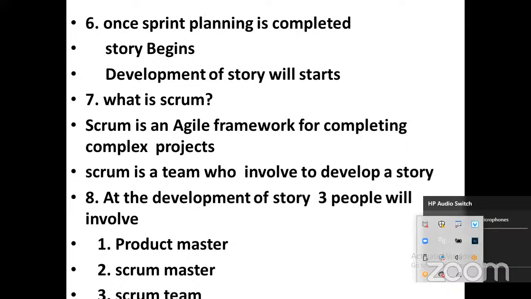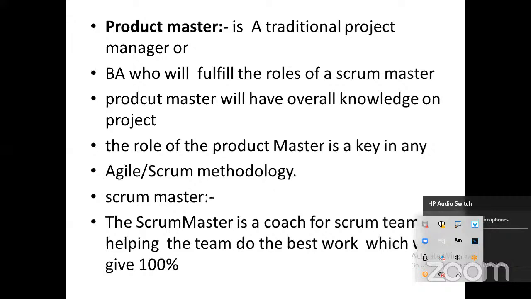So what is Scrum? Scrum is an Agile framework for completing complex projects. Scrum is a team involved in developing the story. So at the time of development of the story, 3 people will be involved. I told you: Product Owner, Scrum Master, and Scrum team. Product Owner is a traditional project manager or business analyst who will fulfill the roles of the Scrum Master. Scrum Master is a technical person. Business analyst means you don't have any knowledge of technical.